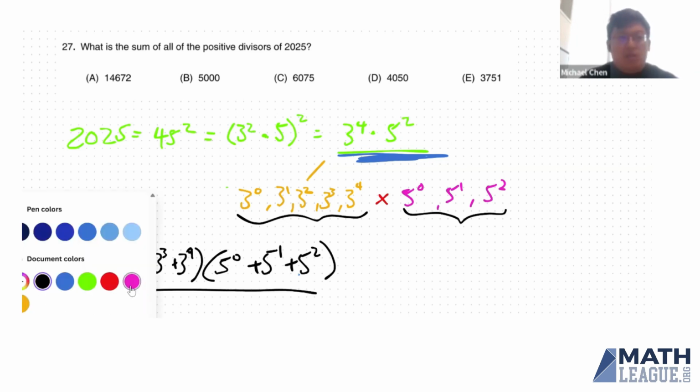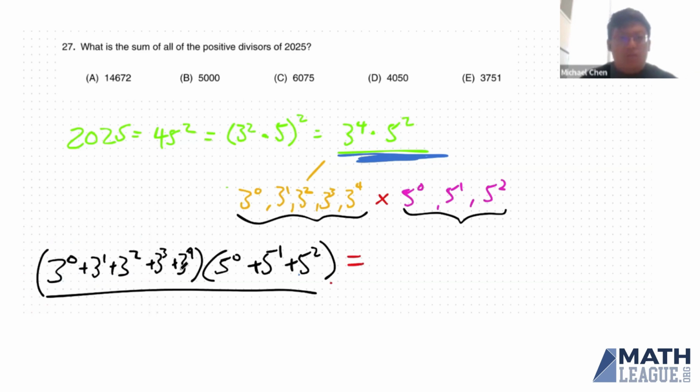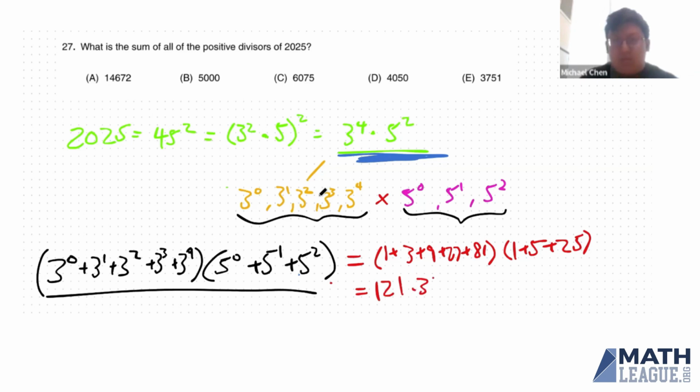Now, this is a lot easier to calculate, because we can just say 3 to the 4th plus 3 cubed plus 3 squared plus 3 to the 1st plus 3 to the 0. That's 1 plus 3 plus 9 plus 27 plus 81, times 5 to the 0 plus 5 to the 1st plus 5 to the 2nd, which is 1 plus 5 plus 25. And that gives us 121 times 31, which is equal to 3,751. And that is answer choice E.